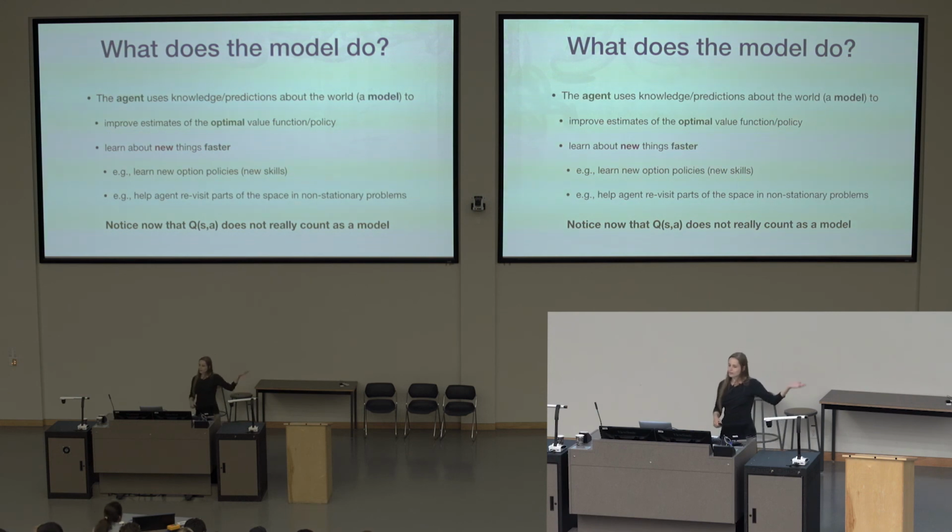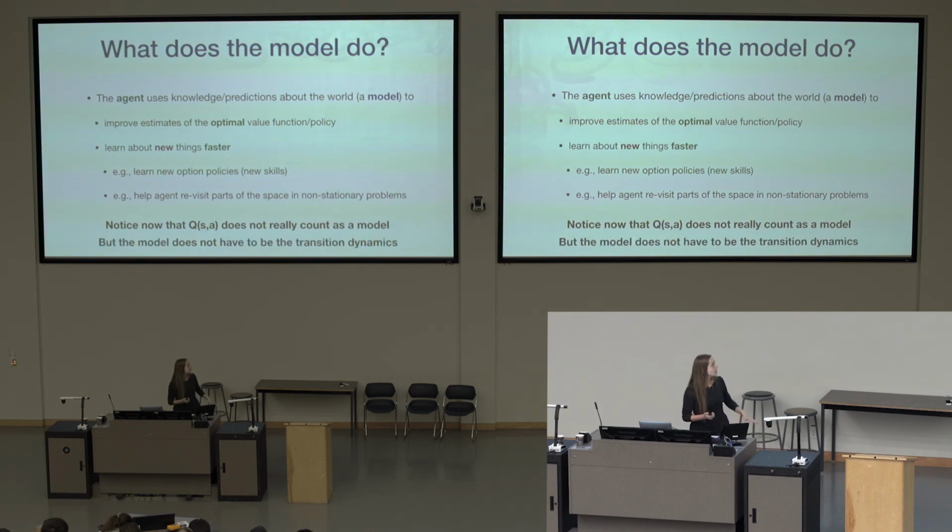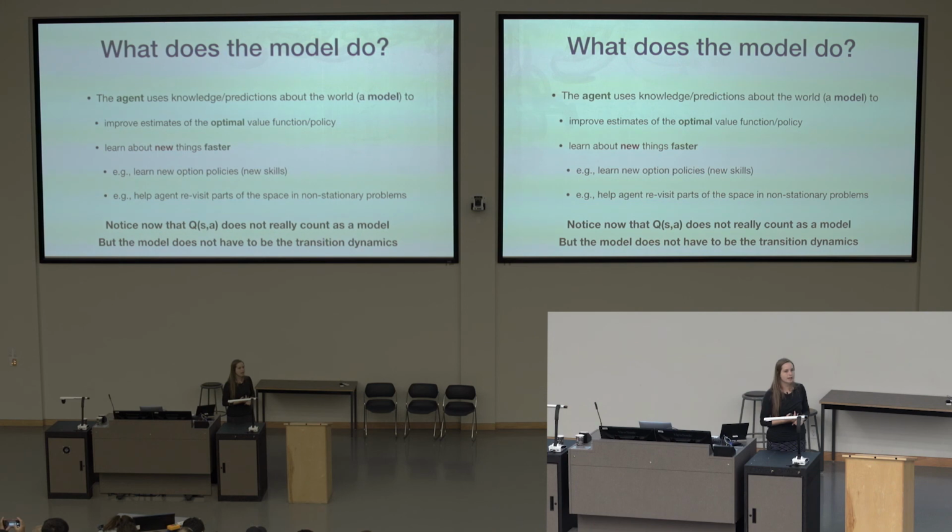This is still a slightly imprecise definition, but if we think about what we want our models to do, we want our agent to build up an understanding of how the world works so that it can improve how much reward it can receive in the real world, and so it can learn about new things faster. Those are the two criteria we'd like to have. What that also means is that our model doesn't have to be the transition dynamics. We can try to understand a broader scope of different models that would be useful for planning, in between full transition dynamics and something as simple as Q(s,a).